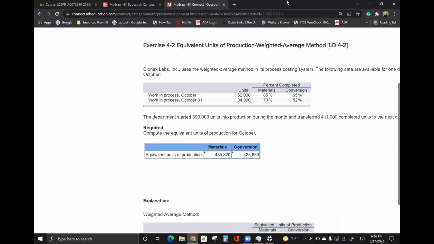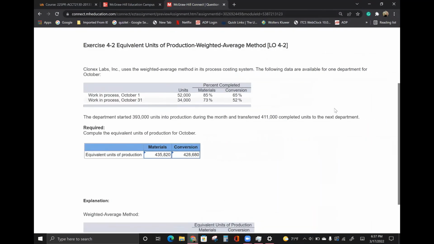Okay. Clonix Labs uses the weighted average method in the process costing system. The following data are available for one department for October. So we had work in process for October in the beginning was 52,000. Here are our percentages. And then at the end, we had 34,000 with our percentages. So it's saying the department started 393,000 units in production for the month, and they transferred out 411,000. That was what was completed and went to the next department. So it says compute the equivalent units of production for October.